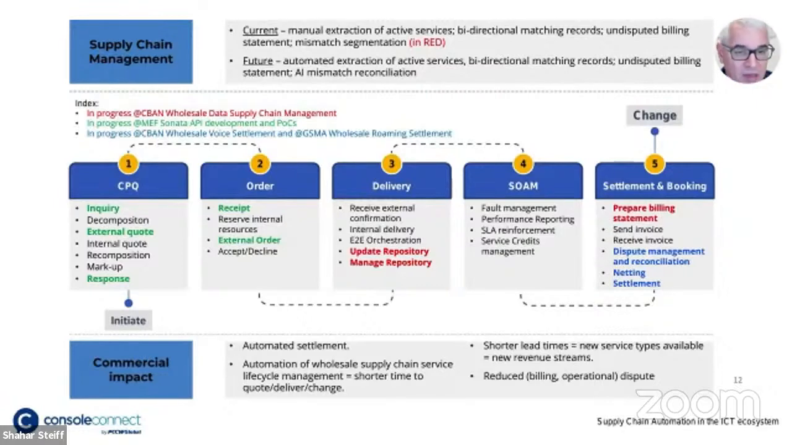On one side, on the left side, we have the CPQ, configure, price, quote, where we run through an inquiry, the composition of the requirement, which breaks it down to internal elements which we can deliver ourselves and external elements which we should be sourcing externally. We have the external quote, which is where we have to receive a quote for external elements which we cannot deliver ourselves. And we have the internal quote, which are the elements which we have to deliver ourselves.